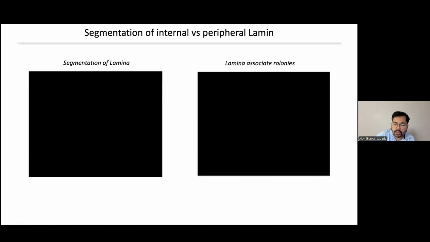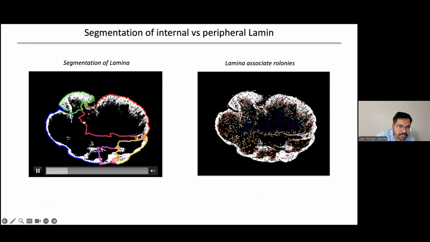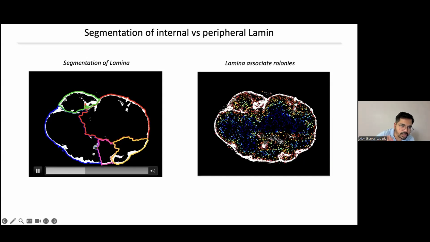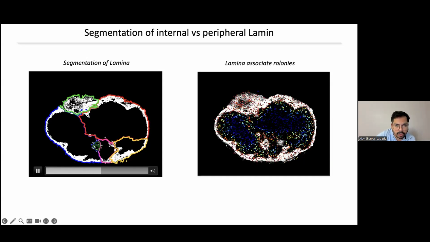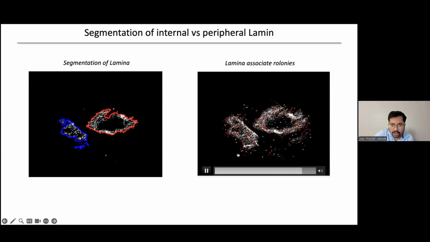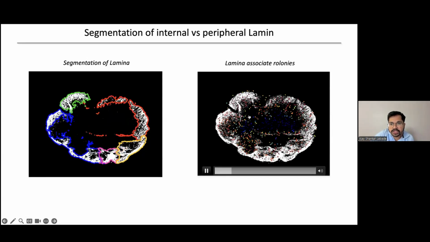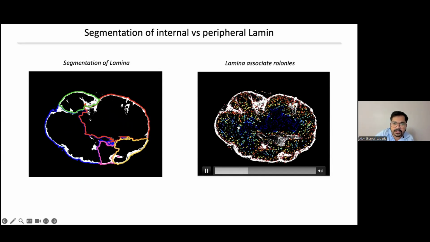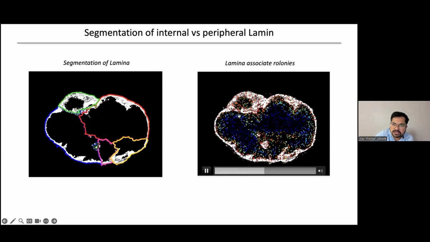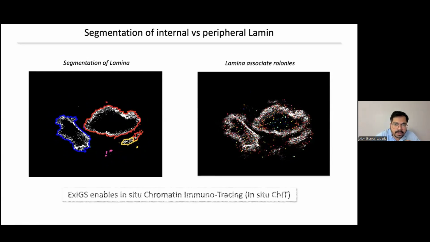So for that, what we decided to do is to segment the lamin into internal lamin and peripheral lamin. What I mean by that is when we see the invagination, we can now segment the lamin internal, which is located in the nucleus, going inside the nucleus, or we can also look at only the peripheral lamin. And now on the right-hand side, what you're seeing is we are trying to associate the reads with internal as well as external lamin. So now you can separate the chromatin that is with the internal lamin or with the external lamin.